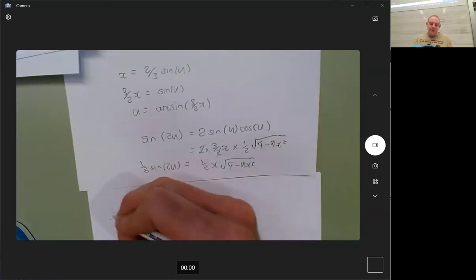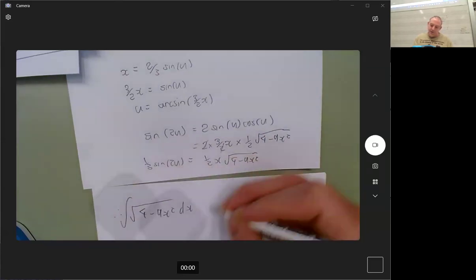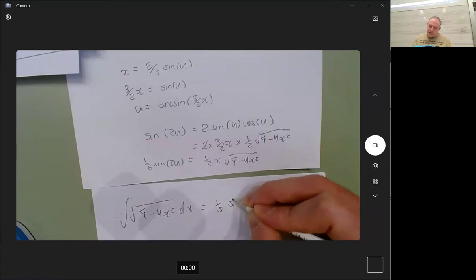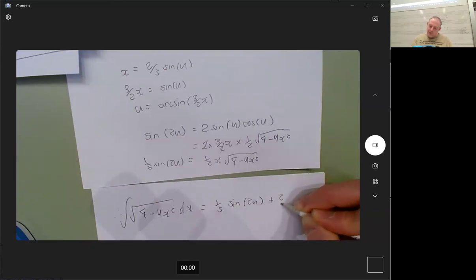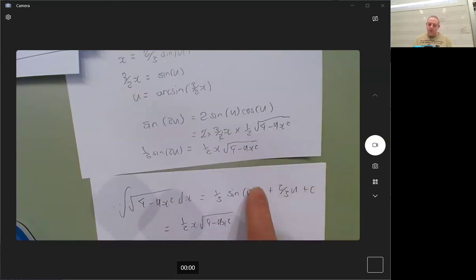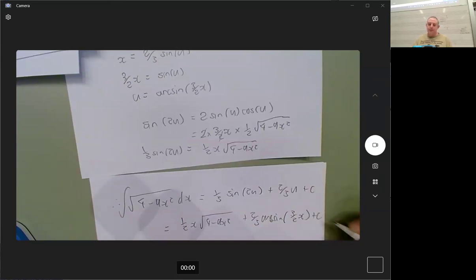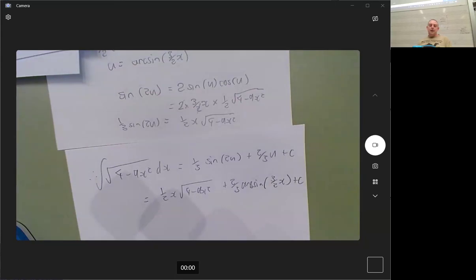And so at the final version, the integral of root 4 minus 9x squared dx, which at the previous step was 1/3 of sine 2u plus 2/3 of u plus c, is now half of x root 4 minus 9x squared, that's what all of this became according to that, plus 2/3 of arcsine of 3/2 of x. Yay!